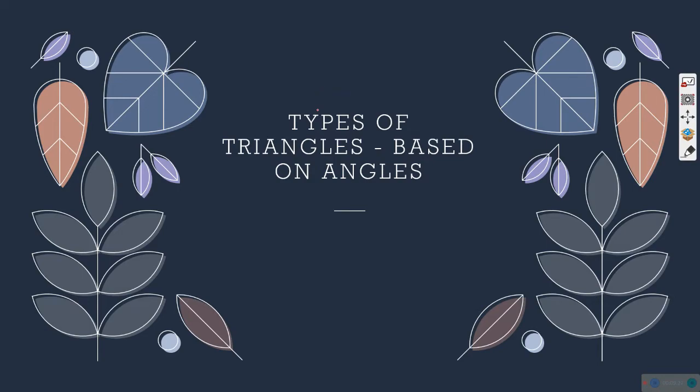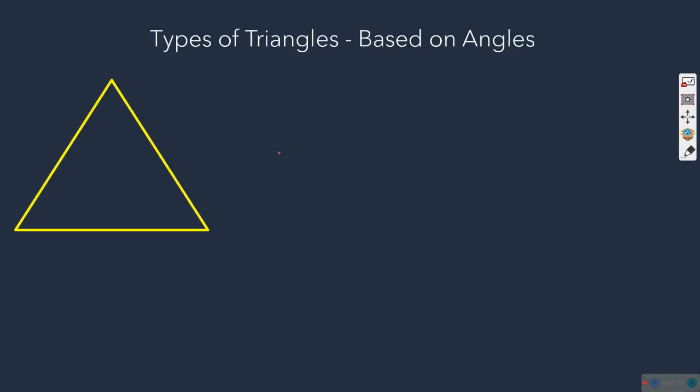There is another way by which we can classify triangles into different types, based on angles. Based on angle means depending upon the measure of the angle. For example, if you have a triangle like this, you can measure this angle, this angle, this angle. How can we measure? We can measure it with the help of a protractor. Let me do that for you.